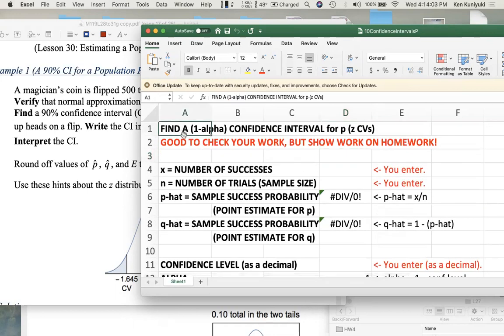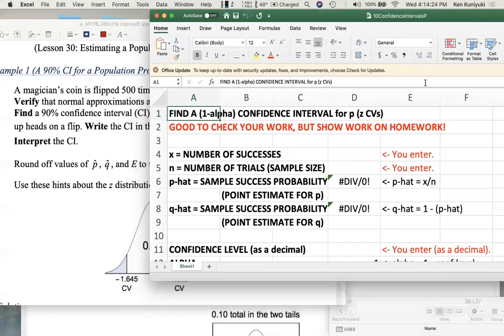So in my Excel spreadsheet, find a 1 minus alpha confidence interval for P where we're using Z critical values. We always will, as long as the assumptions are satisfied. Now, you can use this spreadsheet to check your work, but on your homework, please show work, okay? This is meant to be a check for you, and also it'll help you out. Hopefully, this will clarify the example. If this makes things more confusing, ignore this.